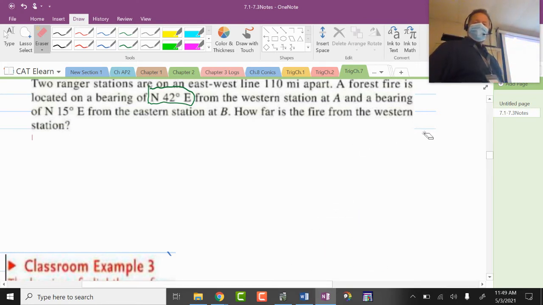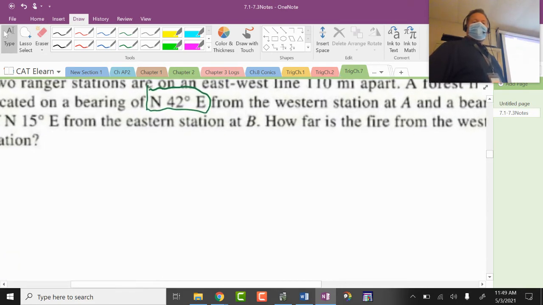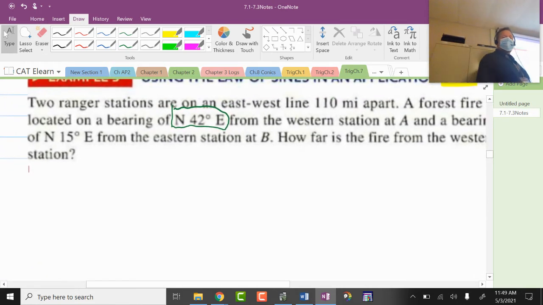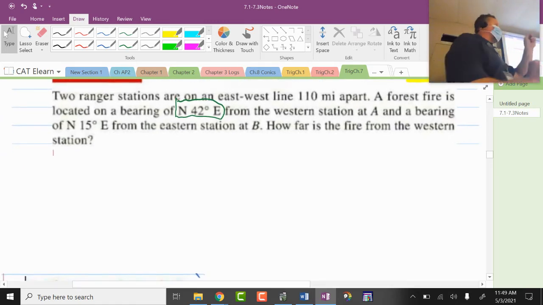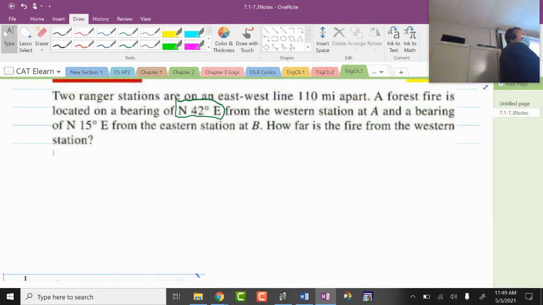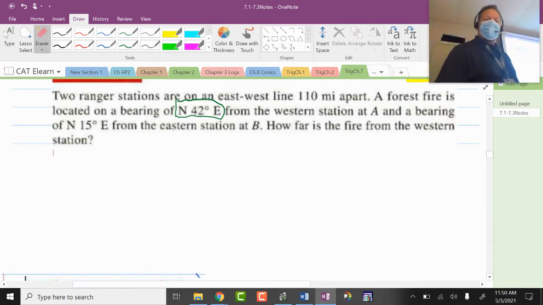Good. All right. Two ranger stations are on an east-west line, 110 miles apart. Stop! What should we draw right away? A vertical line or a horizontal line to connect these two stations? Horizontal. Come on, folks. The first thing is everyone should have the exact same drawing, maybe with slightly different spacing, but where everything is in location to each other on the paper should look exactly the same. It always gets goofy. I have people drawing vertical lines when it's a direct east-west line.